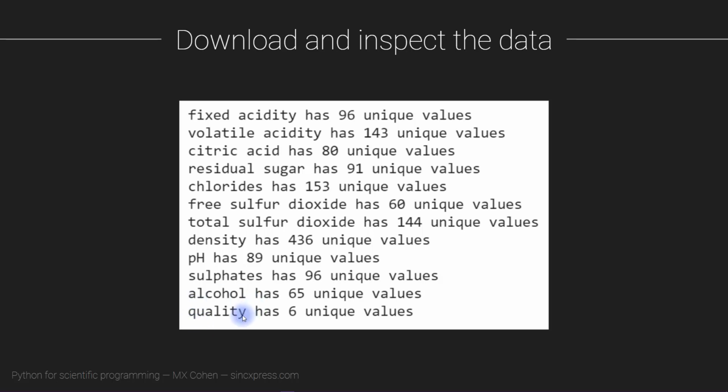And quality, in fact, is going to be the dependent variable. This is going to be the thing that we are trying to predict in later videos. But for now, you can just focus on this. This just tells you a little bit about how much differentiable information there is in these different columns. Okay, so this is another thing you want to do.